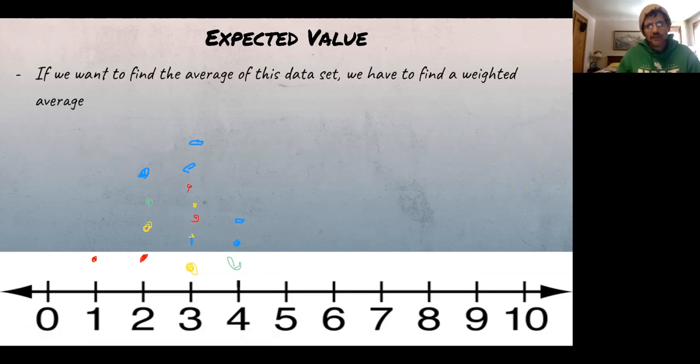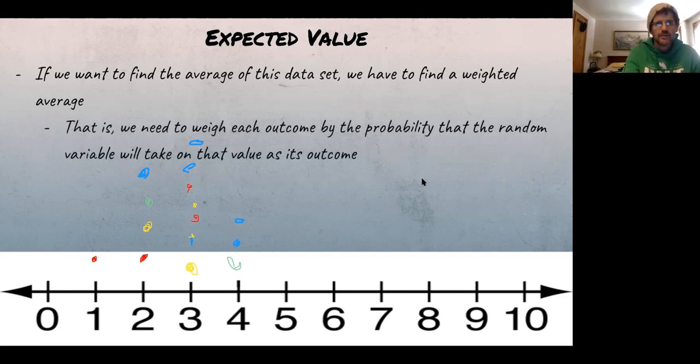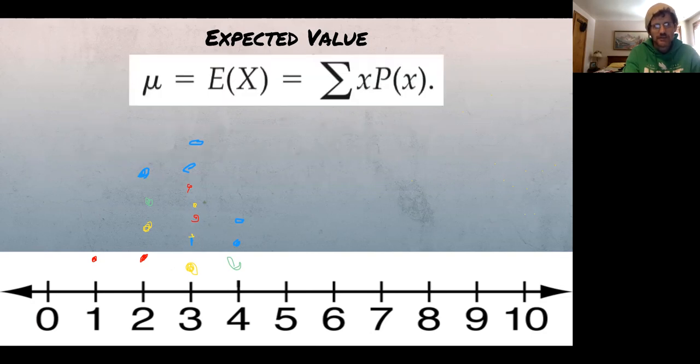So if we want to find the average of this data set, we need to find a weighted average. We need to weigh each outcome by the probability that the random variable will take on that value as its outcome. And if this sounds confusing right now, it does get resolved pretty quickly.